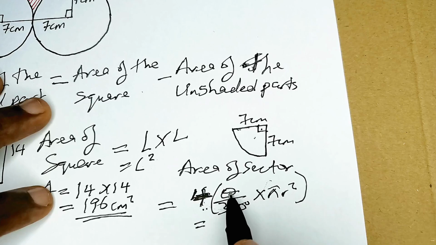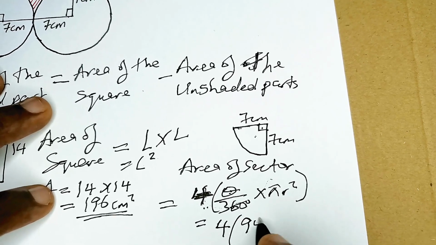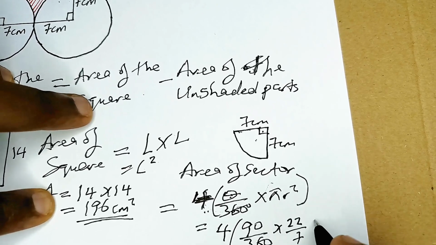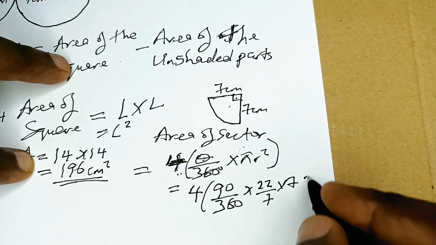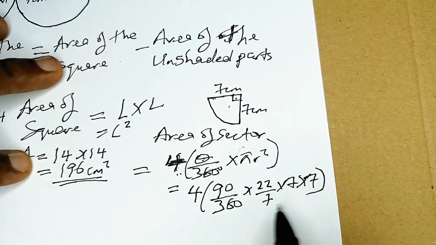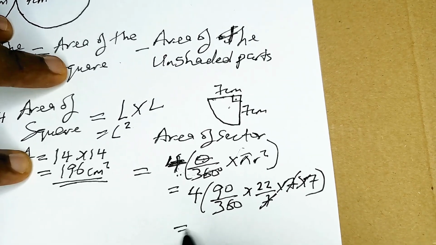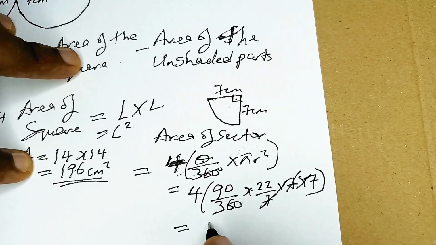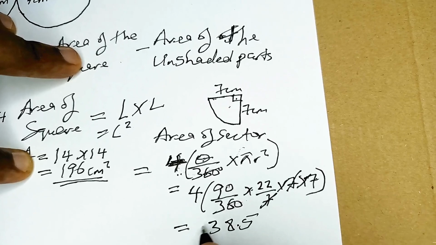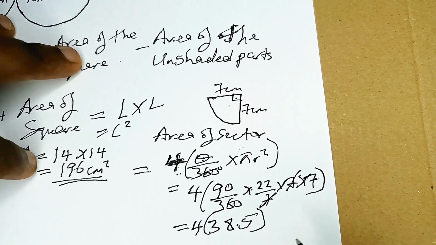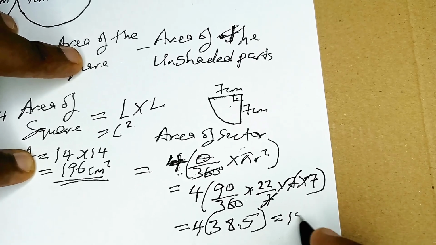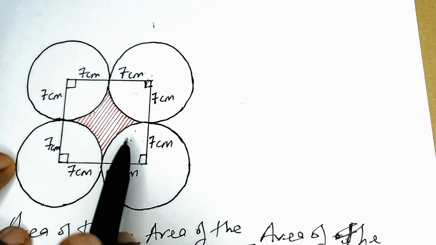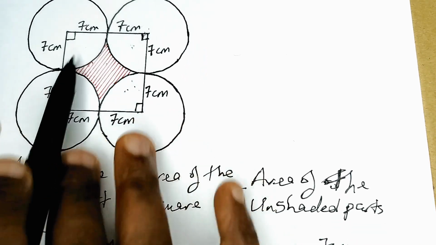So what do we do now? Our theta is 90. So we have to say 4 into 90 over 360 times 22 over 7 times 7 times another 7 because it's 7 squared. So this cancels this. If you use a calculator to calculate 90 over 360 times 22 times 7, it will give us 38.5. So we have to multiply that by 4. So at the end of the day, our final answer will be equal to 154 centimeters squared. So this 154 centimeters squared is the area of the unshaded portion, which is in 4 places.